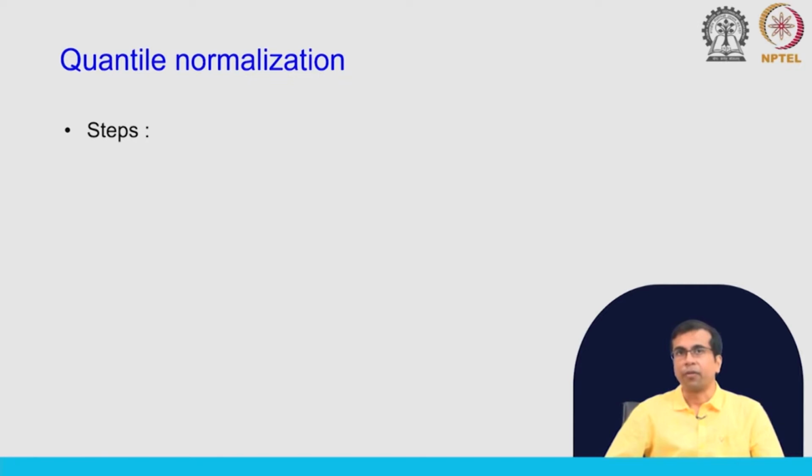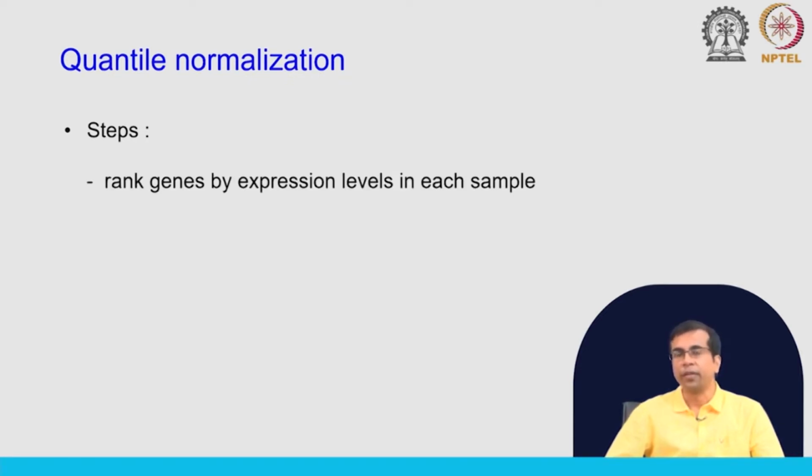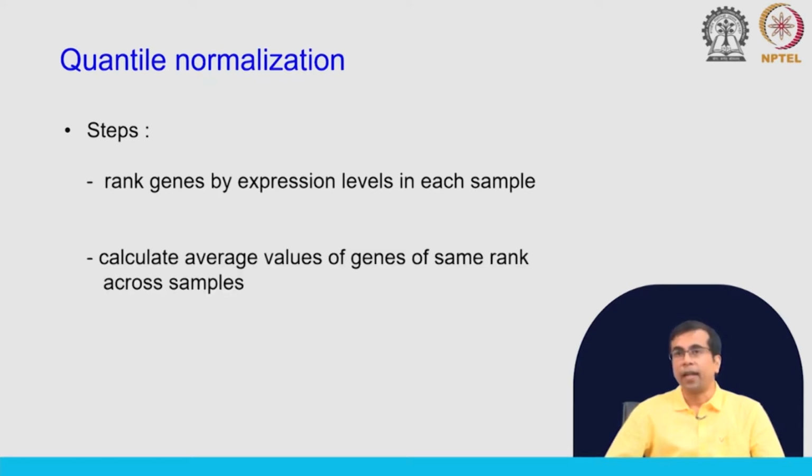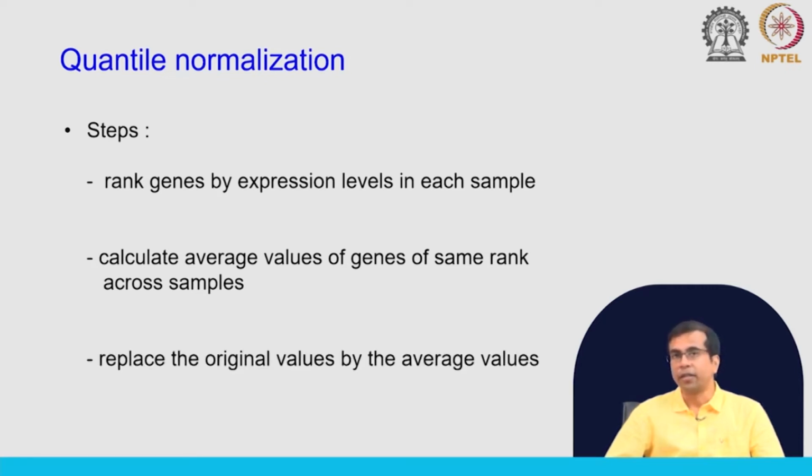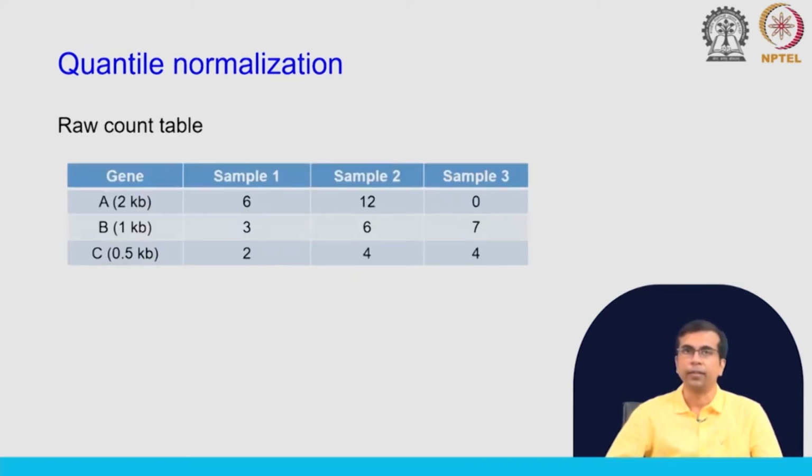So, what are the steps for quantile normalization? The first step is to rank genes by expression levels in each sample, and then calculate average values of genes of the same rank across samples, and then replace the original values by these average values. We can take an example and see how these steps are executed and the results that you get at the end. We go back to the same example, because we are already familiar with this. We have the genes A, B, C, we have the samples sample 1, 2, 3, and we have the raw counts. I have not given the total because the total is not really important here.